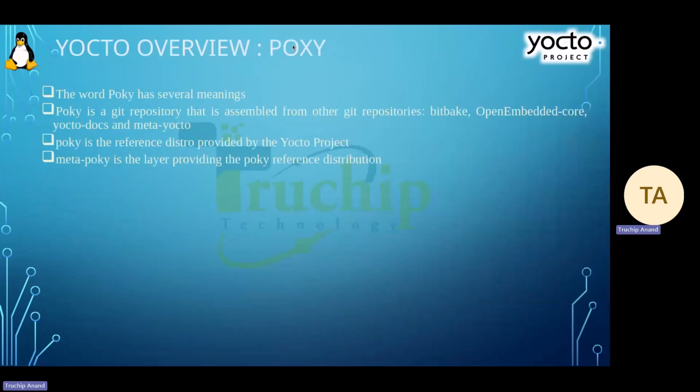And then after that, you also have Poky in the case of Yocto. Poky is nothing but a Git repository, which is a reference distro. Poky is a reference distro for your Yocto project.